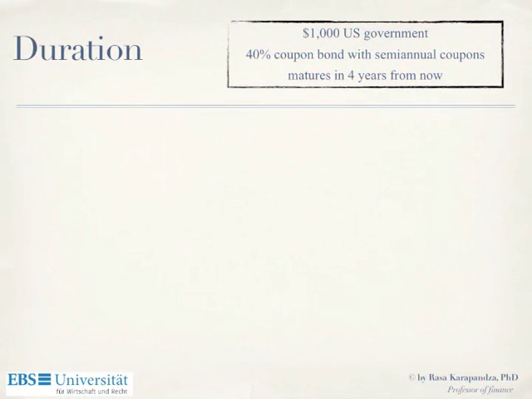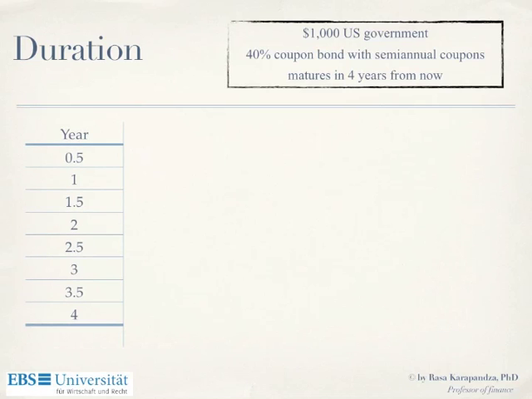Okay, so now we come to the measure that will help us to measure how sensitive bonds are to the changes in interest rates. And this measure is called the duration. So this is the same bond from the first example.